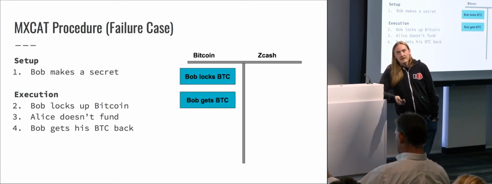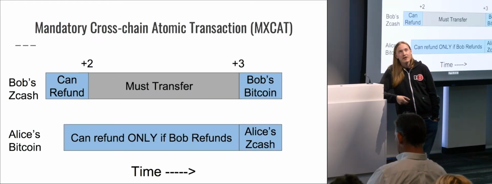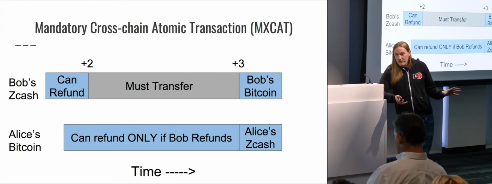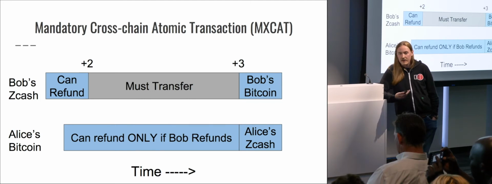In the failure case, if Alice never funds, Bob gets a refund right away, very quick. We know it failed within 2 hours instead of waiting 6 hours to see. And in terms of time, Bob has a refund window at the beginning, but once that's passed, they're both locked in. They both have to exchange. There's no optionality. There's no passing of risk anymore.